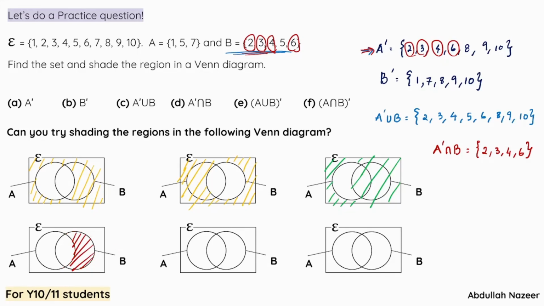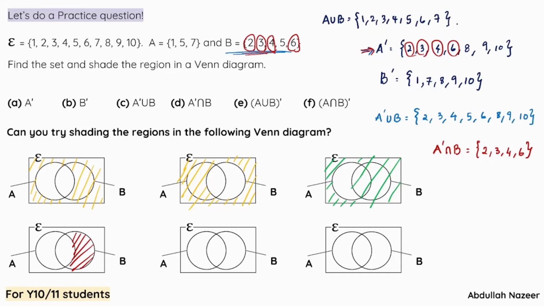Alright, let's get to question E. Question E says A union B complement. But what's A union B? We haven't actually found A union B yet, so let's go ahead and find A union B. So I'll write it on top here, A union B. A union B is just putting A and B together. That will be 1, 2, 3, 4, 5, 6, and 7.